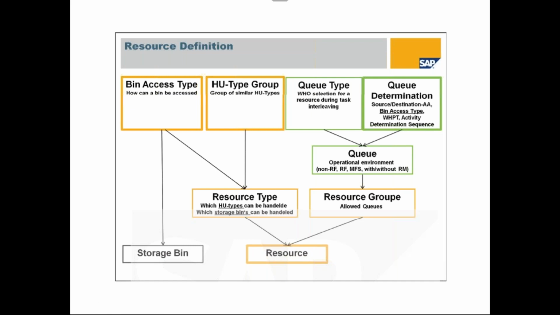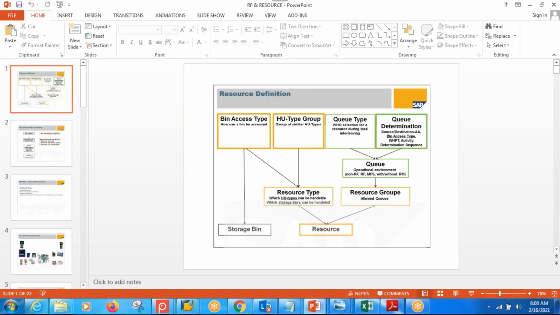Any doubts regarding resource type, resource group and so on? From tomorrow onwards, for 3 days we use the RF devices. How can we use RF devices? What are the important topics? We can discuss those. Any doubts, sir? Sir, in case any resource is on leave, how do we manage that?